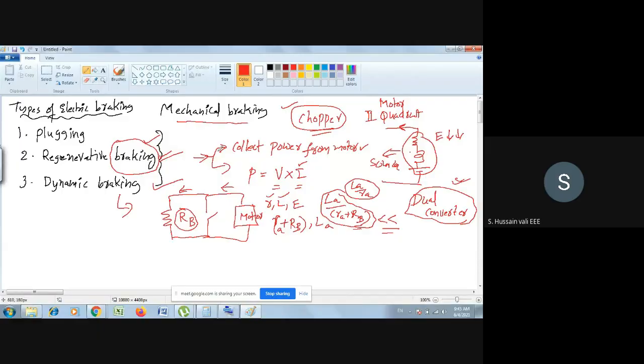So the energy which is stored in the motor will dissipate in this resistor in lesser time. If the energy is dissipating in lesser time, what is the advantage? That the response is fast. You can say the speed or the response.